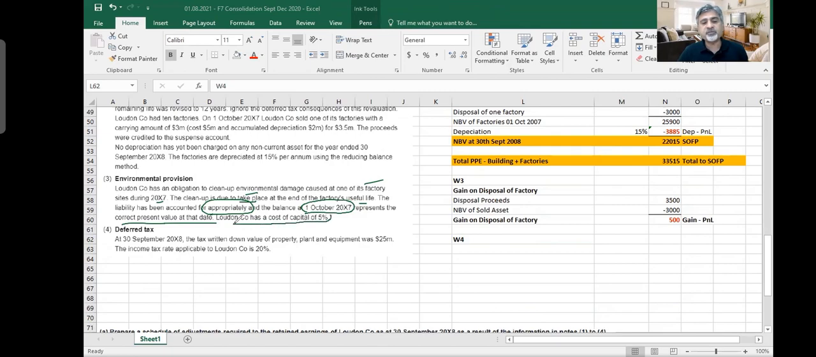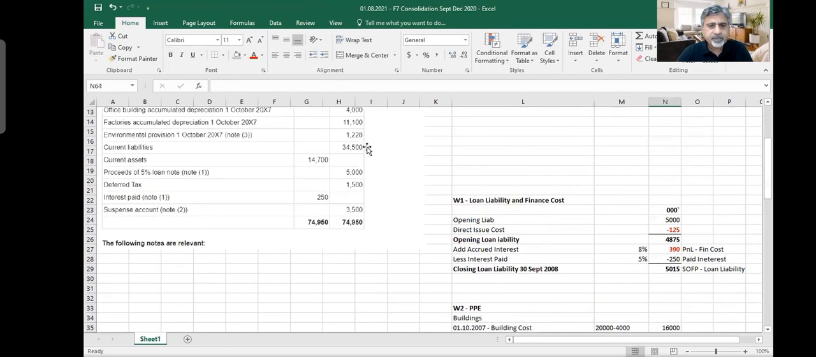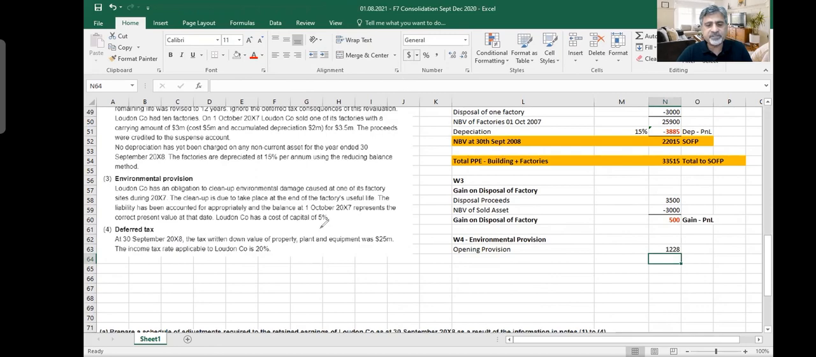Luton Company has a cost of capital of 5%. Now we know from IAS 37 that we need to unwind the provision. So I would say opening provision, and let me call it working 4, which is my environmental provision. Opening provision is 1,228, if I'm not mistaken. Let me check it. Yeah, 1,228. And we have a cost of capital of 5%, and 5% will be what we call unwinding of provision.